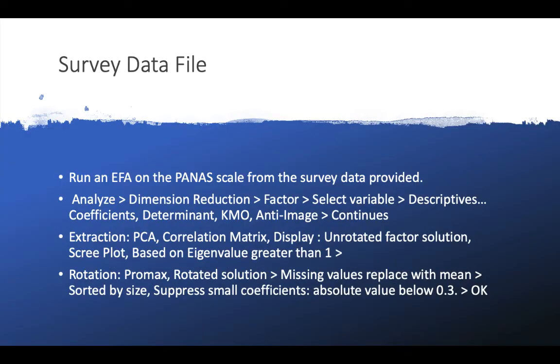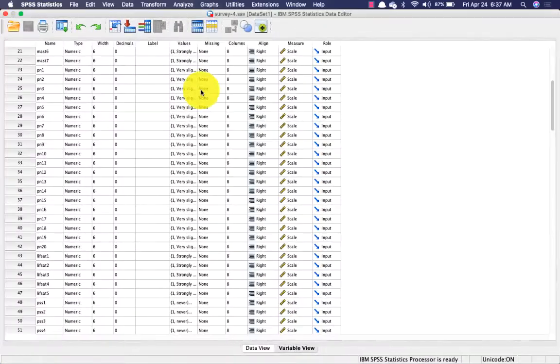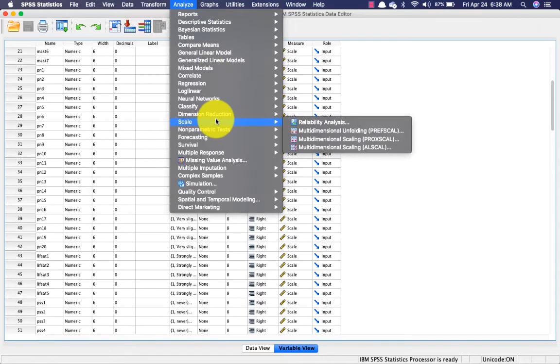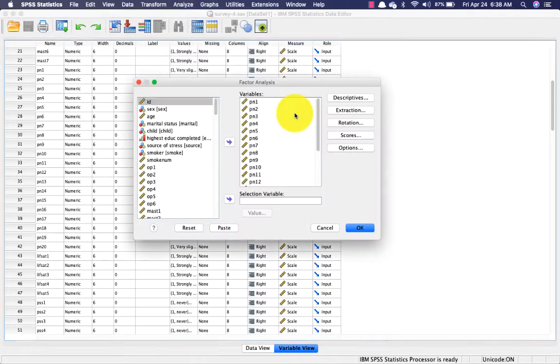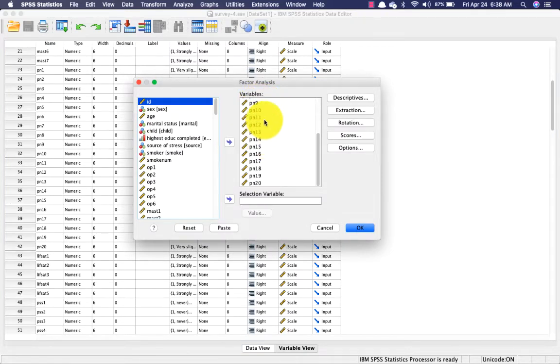Okay, so let's run a factor analysis. You can use the survey data. Run an EFA on the PANAS scale. The PANAS scale code is PN, PN1 to PN20. So let's run our factor analysis. Go to Analyze, Dimension Reduction, go to Factor. I have already inputted all my PANAS variables from PN1 to PN20.